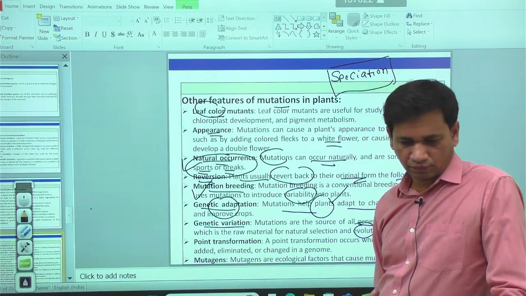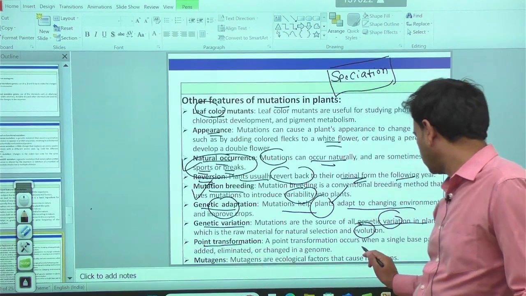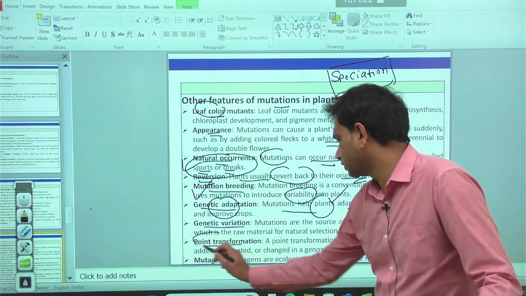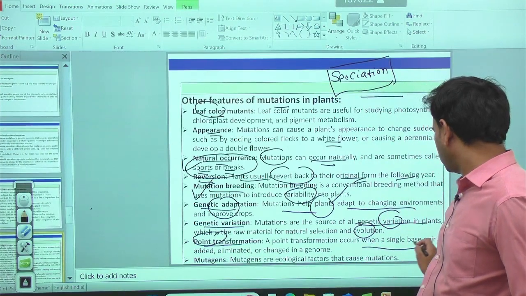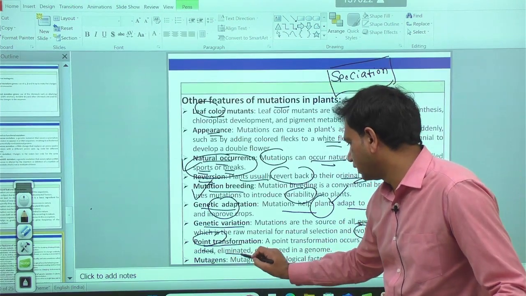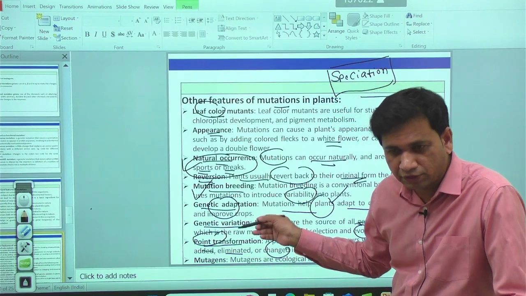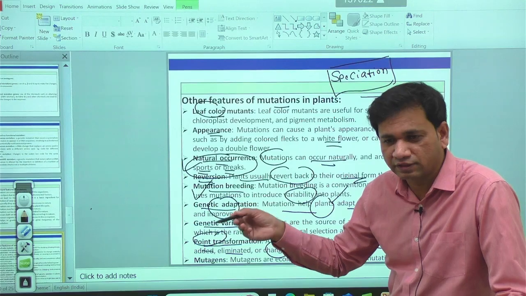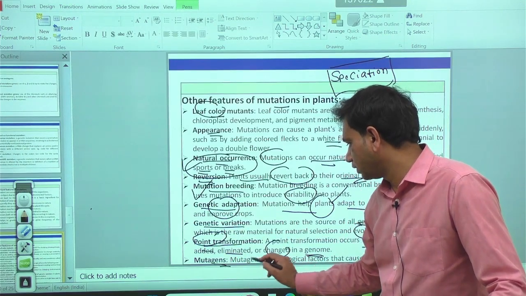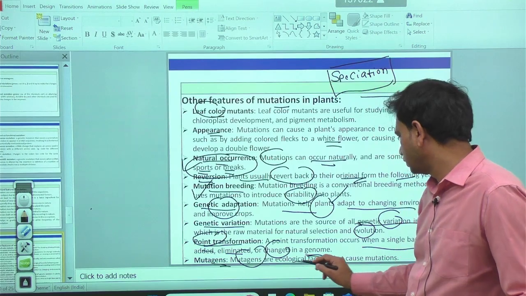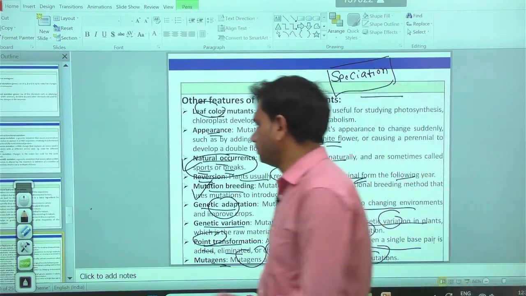Apart from that, point transformation can occur, which is point mutation. That means in the given sequence, a single base pair is added, eliminated, or changed in the genome. We call it point mutation, for example cytosine is replaced with adenine. Then we are using various kinds of mutagens, so it is also an ecological factor that causes mutations.